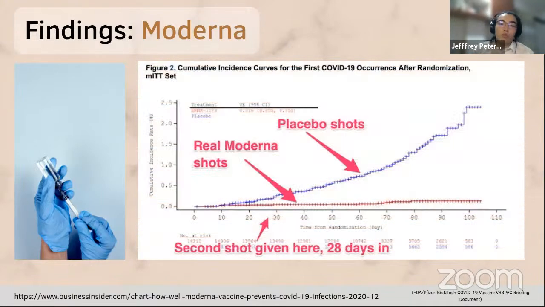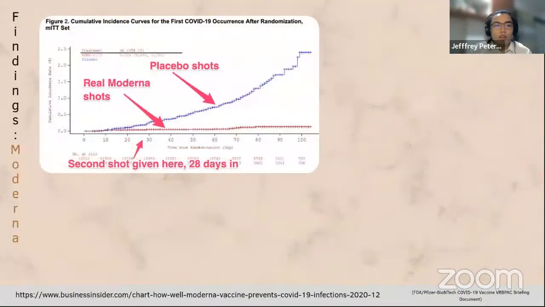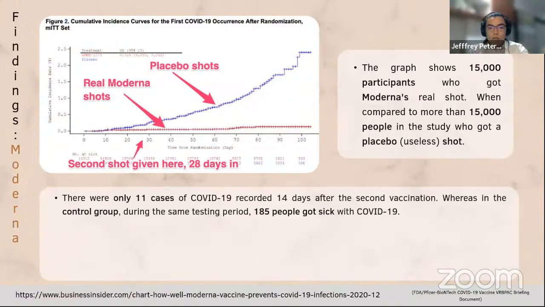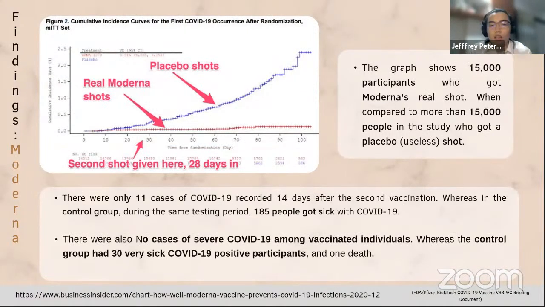And now for the findings about Moderna. This graph, as you can see on the top left of our screen, was taken from the FDA, or Food and Drug Administration. This graph shows just how well the group of more than 15,000 study participants who got the real Moderna shots were protected from COVID-19 infection when compared to more than 15,000 people in the study who got the placebo shot, or a shot where there is no mRNA in it. The placebo shots, as we can see, are indicated with the blue line.